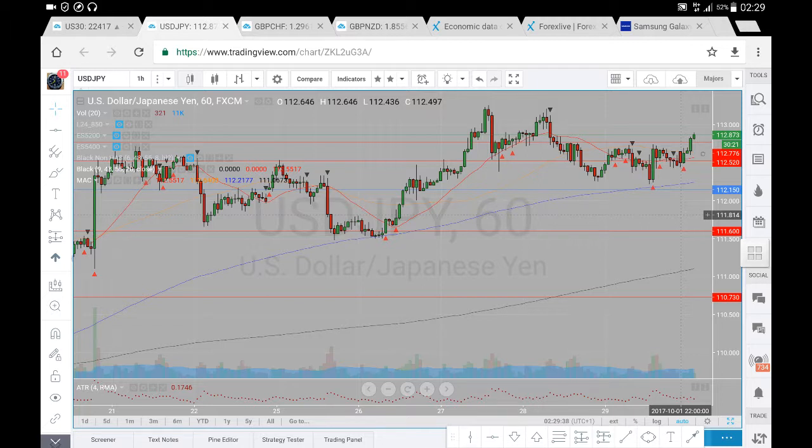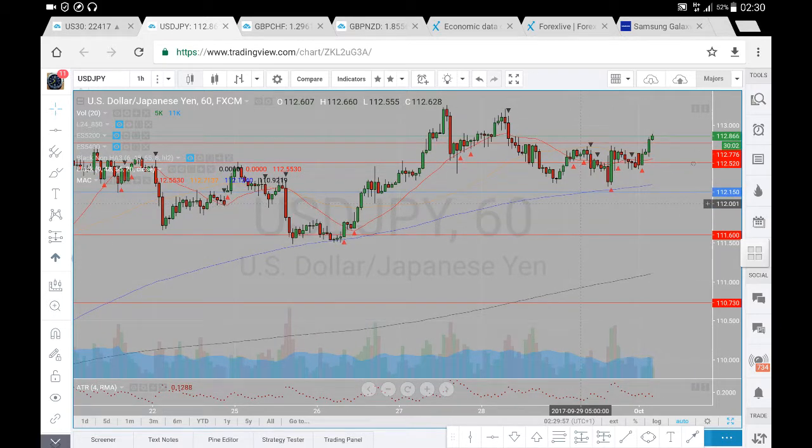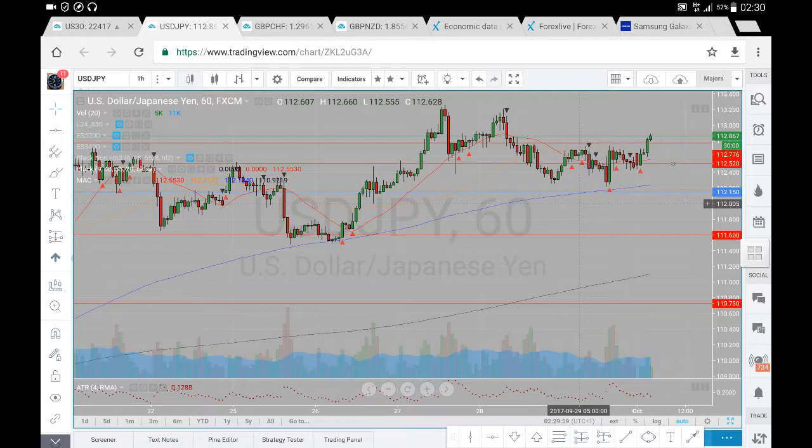112.65. So it was that candle which opened and closed bearish. Well, 112.65 is so close to 112.52. I'm just going to stick with 112.52 because 112.65 is just so close to it.